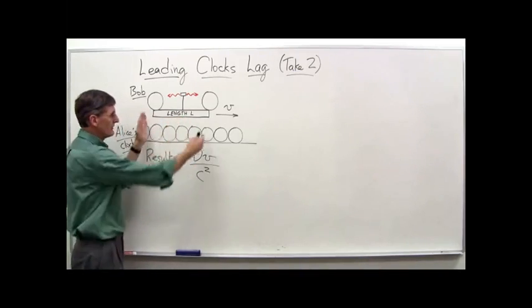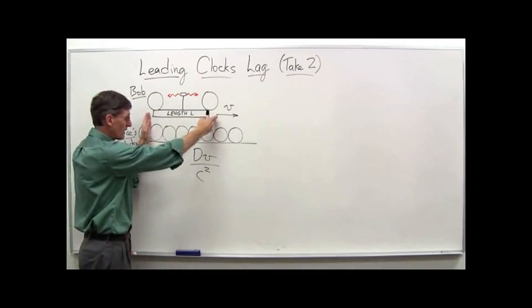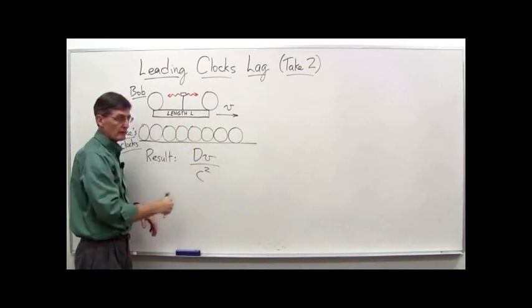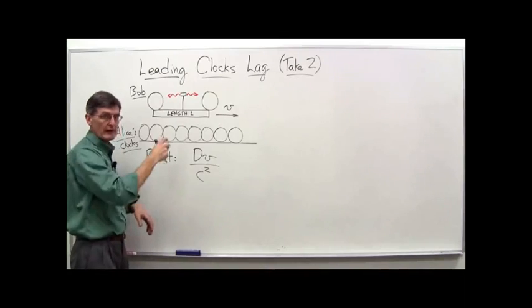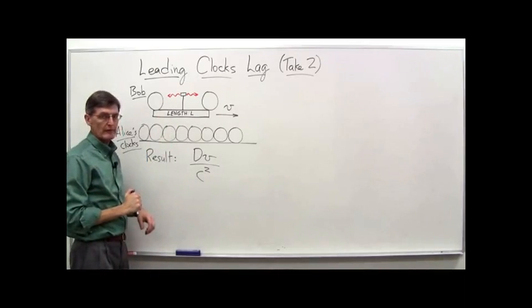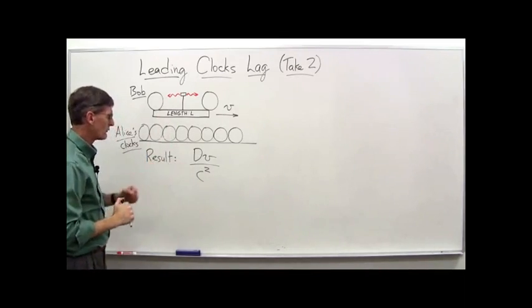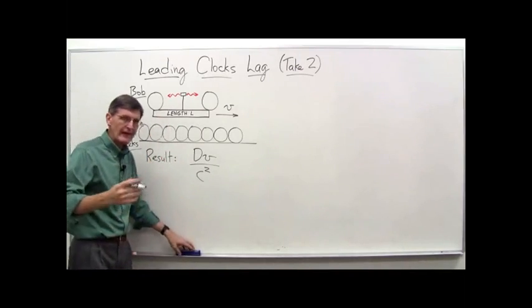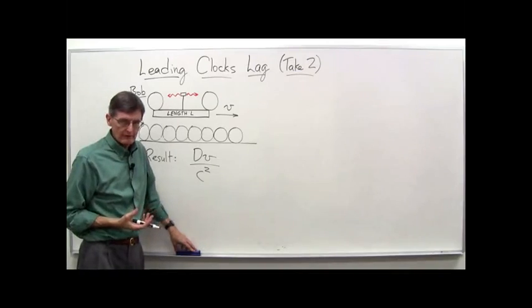But in general, it's going to be a distance d between the two clocks. We're talking about the velocity, the relative velocity between the two frames, Alice and Bob here, and then the speed of light squared. So that was the result we came away with after a little bit of calculation.